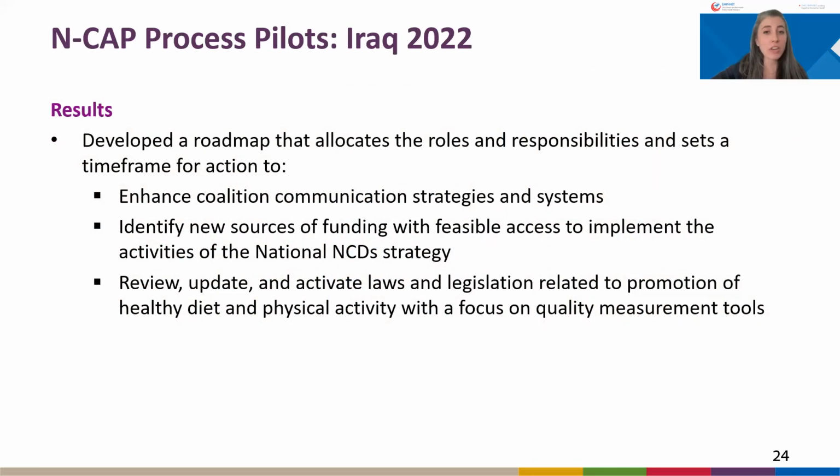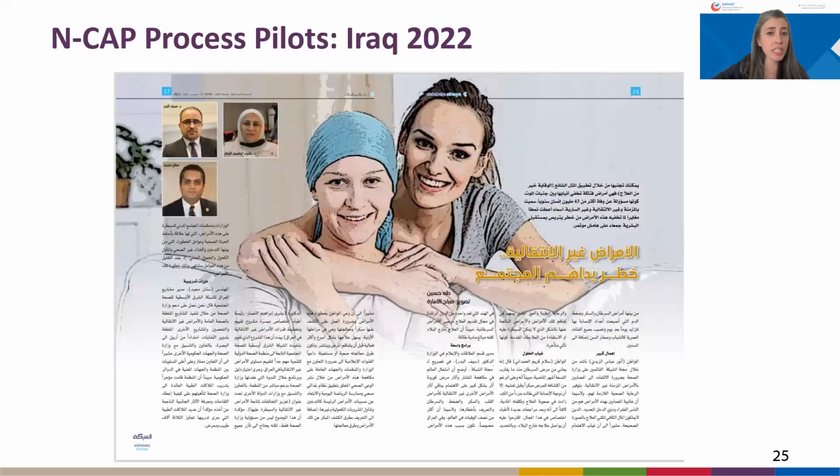The Iraq plan of next steps addressed communication strategies between the coalition members, tackled the issue of finding new resources of funding to implement activities, and focused on action points to update, activate, and review laws and legislation related to issues that they themselves thought were important to the country, which were mainly healthy diet and physical activity. The process in Iraq also received some media attention, and a story was published in a local news magazine to highlight the activities, the stakeholders that were involved, and the outcomes of the process in Iraq.